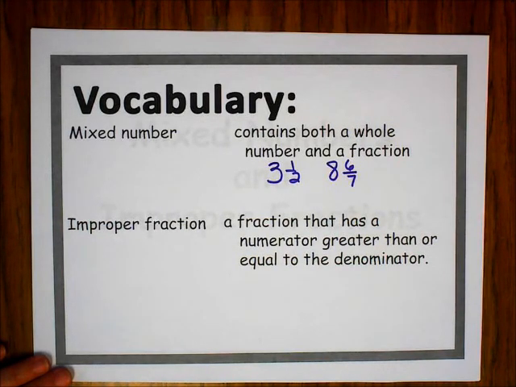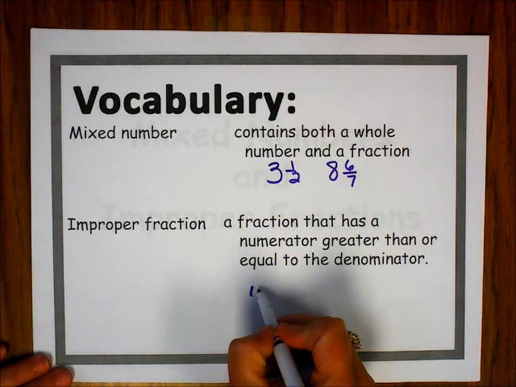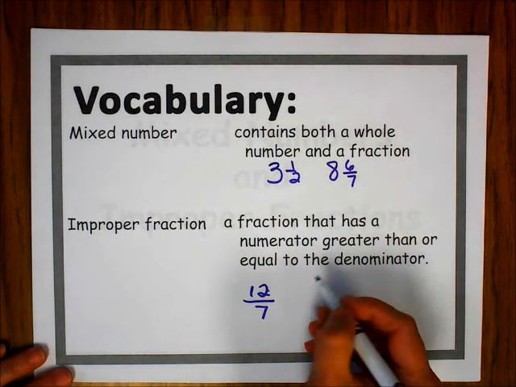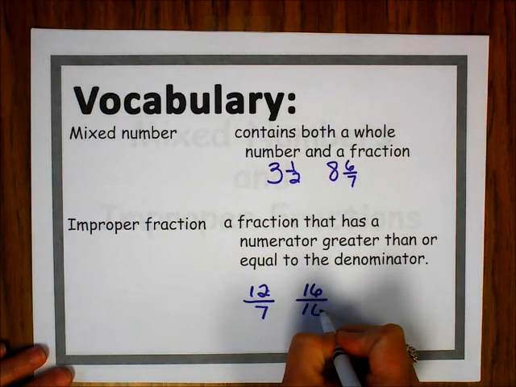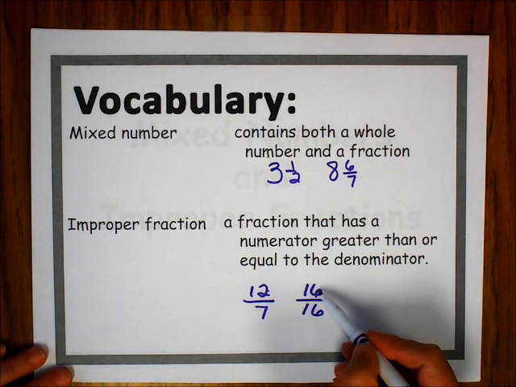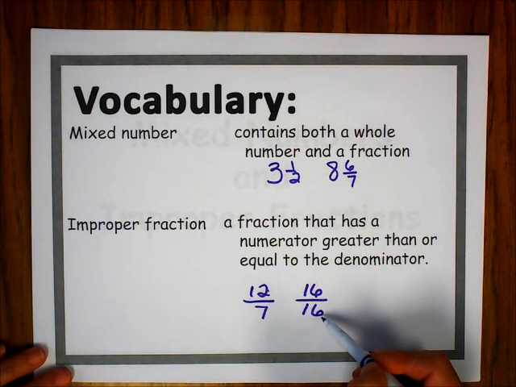Our second vocabulary word today is an improper fraction. An improper fraction is a fraction that has a numerator that is greater than or equal to the denominator. For example, 12/7 is an improper fraction because the numerator 12 is greater than the denominator 7. 16/16 is also an improper fraction because the numerator is equal to the denominator.